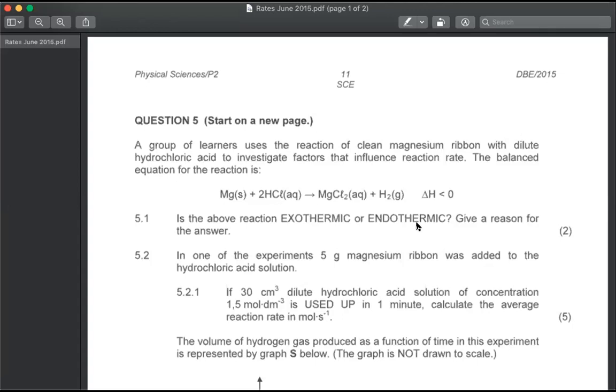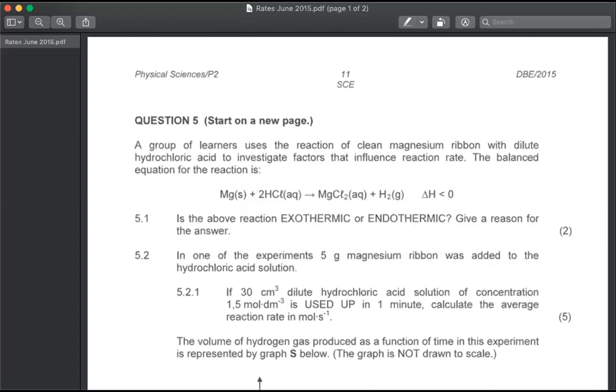The rate of reaction is, how are we going to do that? Rate of reaction will be change in concentration over change in time. So what will the change in concentration be? The change in concentration is 1,5 mole per dm³, right? 1,5 mole per dm³, and your time is 1 minute. So we must say this is mol·s⁻¹.